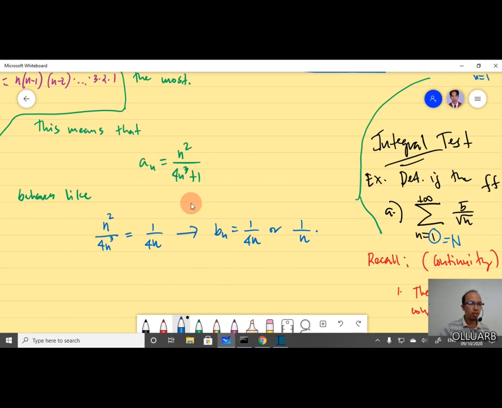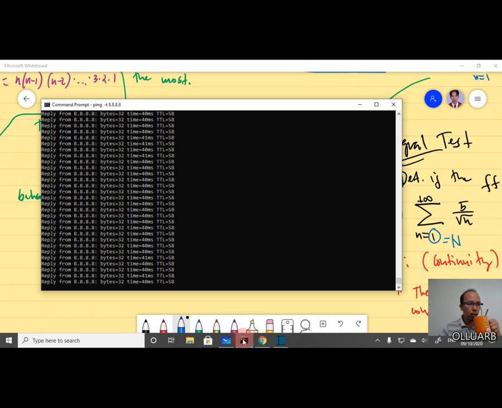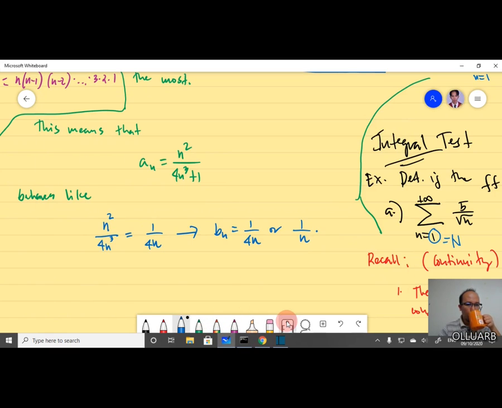So therefore, let's move upward. There are many mosquitoes here. Do I have an internet connection? Yes.